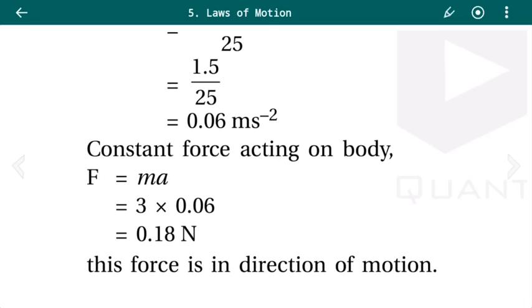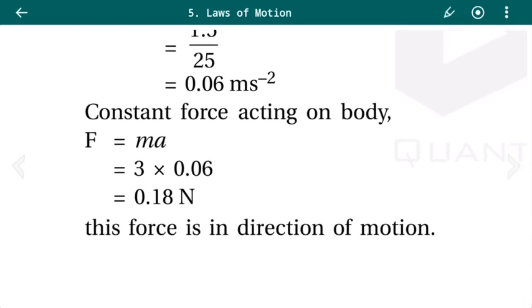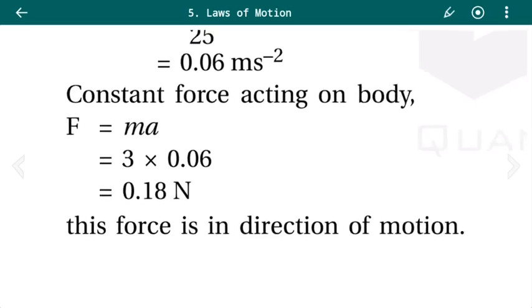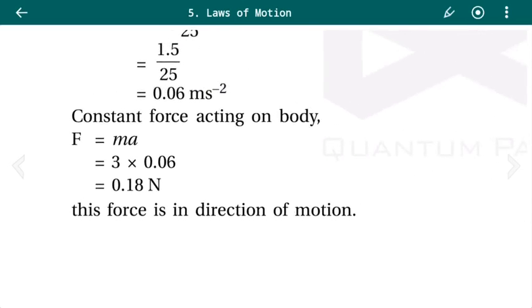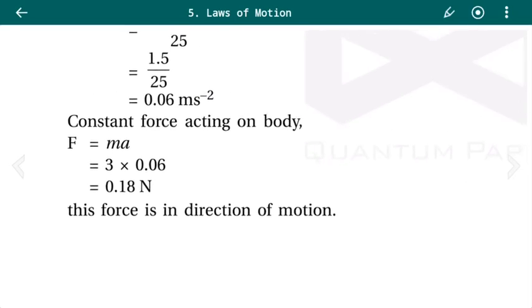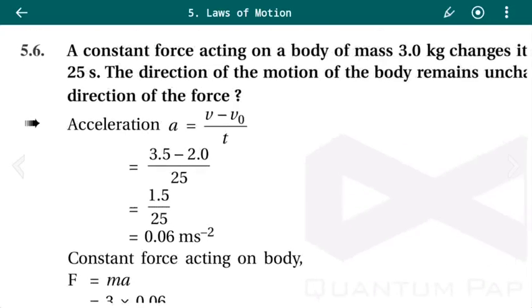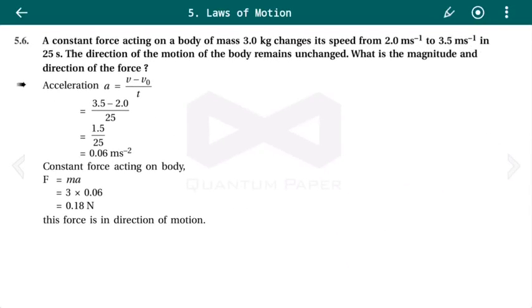Now we need to find force. So what is to be done? Use the equation of force, that is F equals to ma. Now substitute the values of mass and acceleration, that is 3 into 0.06, which is equals to 0.18 Newton. This force is in direction of motion. So students, you may note down this numerical.